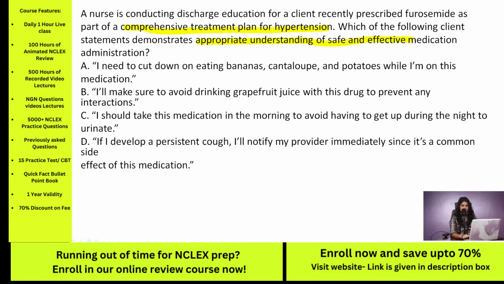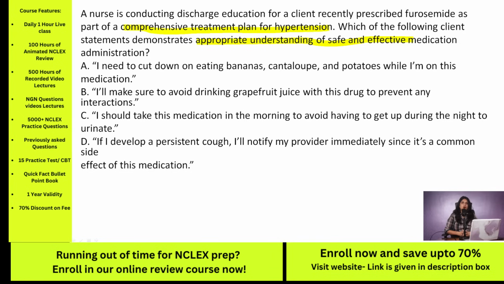Let's carefully go through the answer options together. Option A, I need to cut down on eating bananas, cantaloupe, and potatoes while I'm on this medication. Option B, I'll make sure to avoid drinking grapefruit juice with this drug to prevent any interactions. Option C, I should take this medication in the morning to avoid having to get up during the night to urinate. Option D, if I develop a persistent cough, I'll notify my provider immediately since it's a common side effect of this medication. Now let's determine which response reflects the correct and safe use of furosemide.